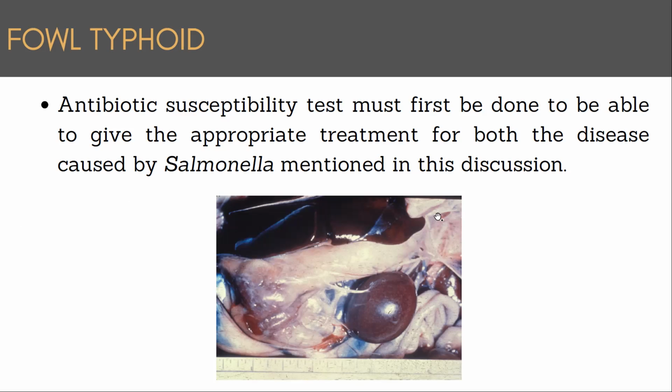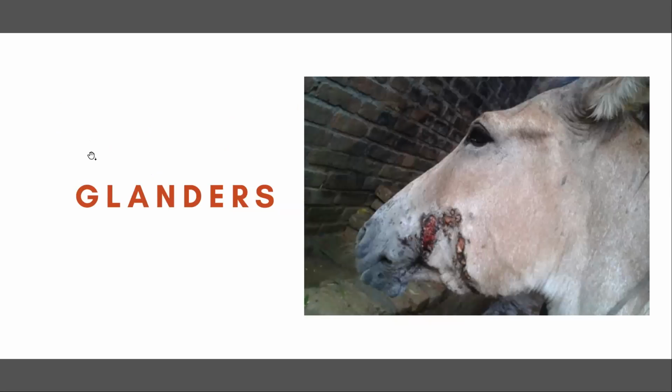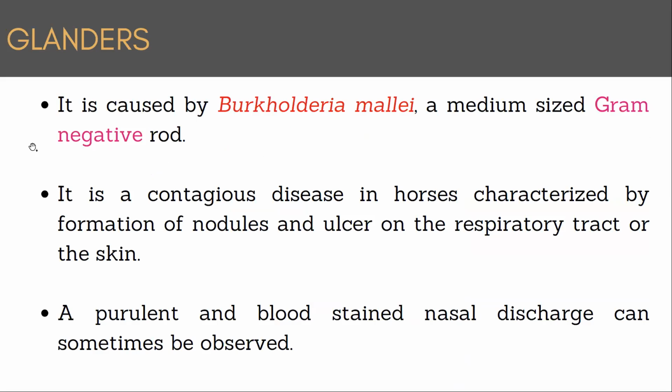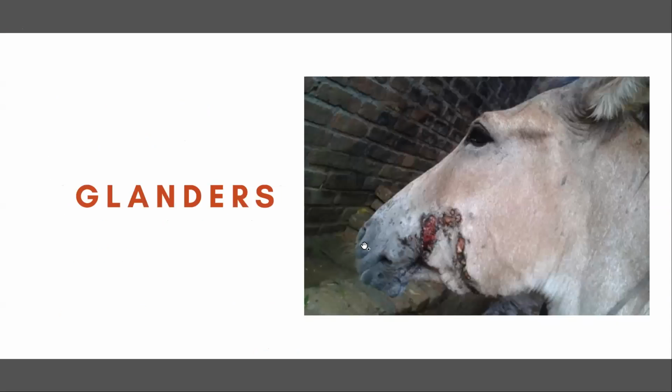So, yun. Next is glanders. So glanders is caused by Burkholderia mallei, a medium-sized gram-negative rod. So it is a contagious disease in horses characterized by formation of nodules and ulcers on the respiratory tract and the skin. So ito makikita nyo nagkakaroon ng ulceration sa mouth area ng horse na to.